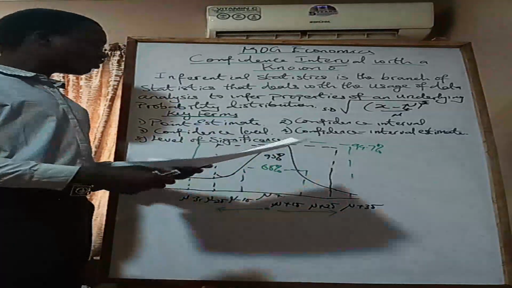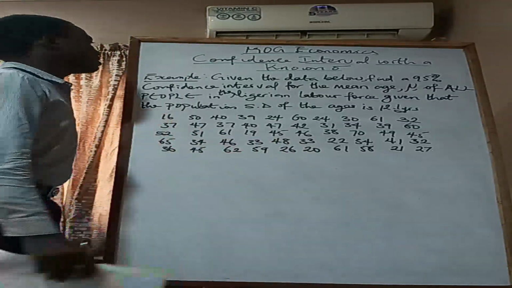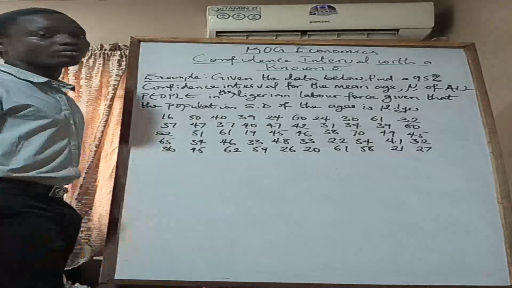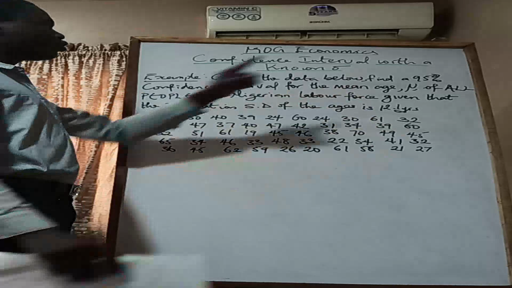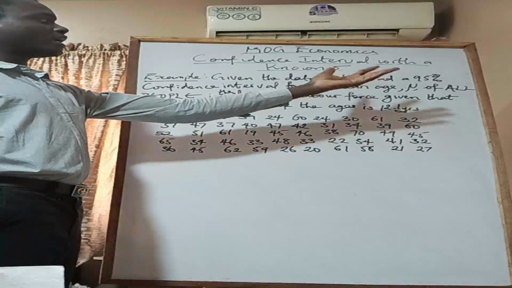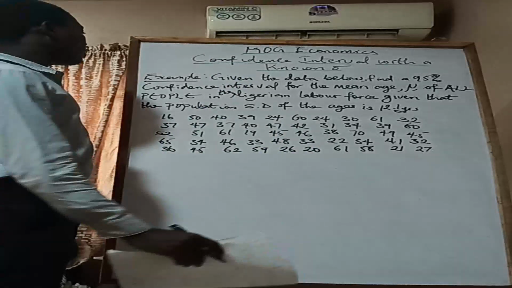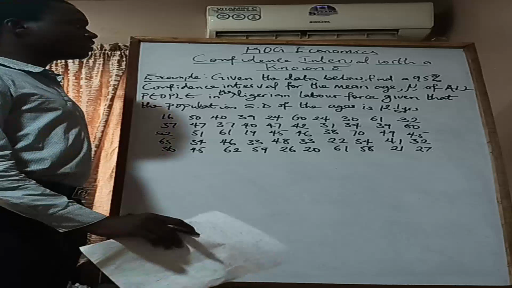All right. So let's just treat an example and then we see how it works. You have this example on the board. Given the data below, find a 95% confidence interval. So we've been given a confidence interval for the mean age μ of all people. That's why I capitalized all people. So it's talking about the population, all people in the Nigerian labor force, given that the population standard deviation of the ages is 12.1 years.